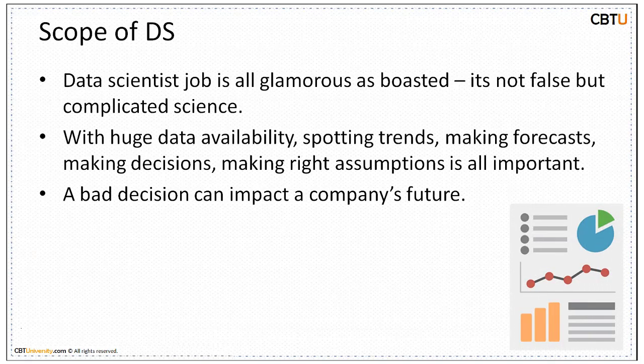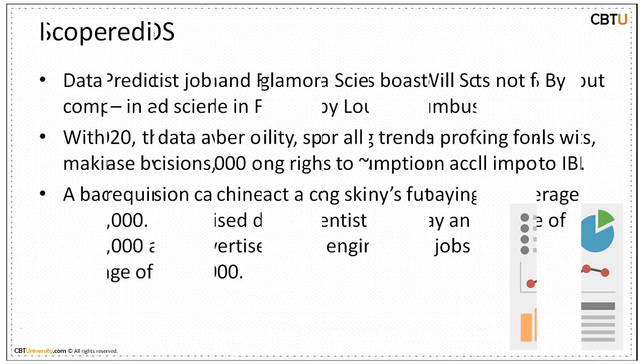A data scientist's job is all glamorous. A good decision can lift the company and simultaneously a bad decision can impact the company's future. One thing to remember is the data is huge, and one who is working on the data needs to make some assumptions, and you should make the right assumptions to spot trends, make forecasts, and make decisions.